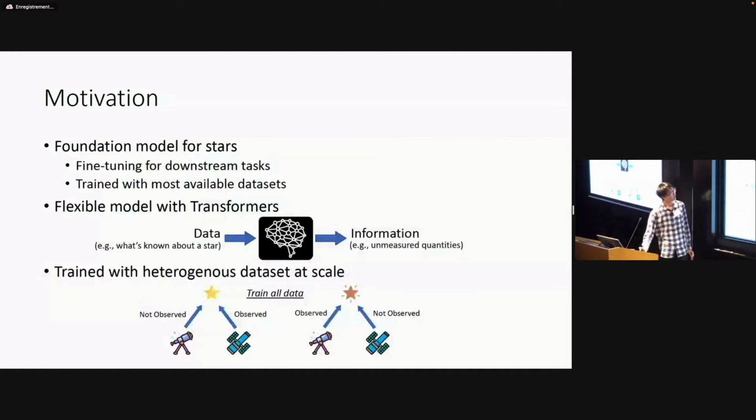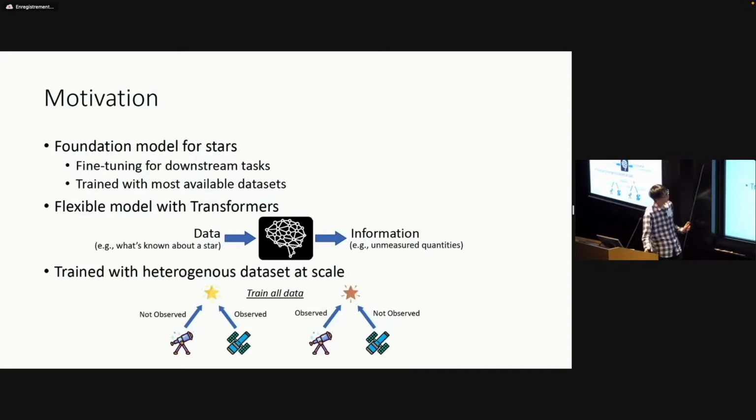So here is just one slide of motivation. As the title said, our motivation is to build a foundation model for stars. What a foundation model usually means is a neural network that trains on most available data at scale, and then you can fine tune this foundation model for downstream tasks later.